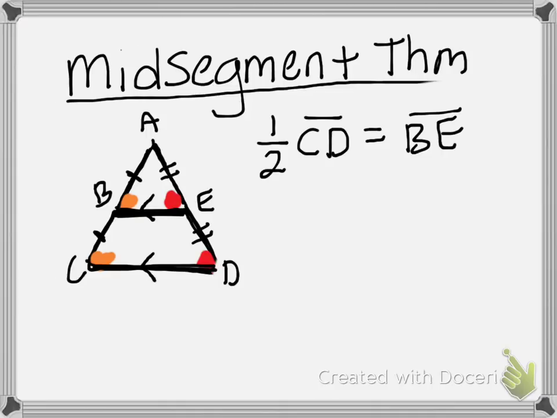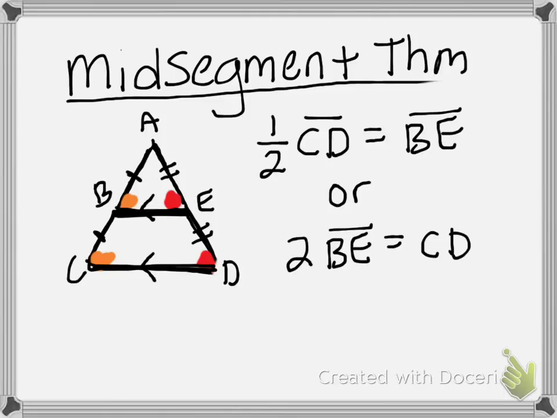But most of you really don't like working with fractions as much as possible. So there's another way that you can write this formula that means exactly the same thing, and this is the one I generally use in class. We already know that B to E is half the size of C to D. Well, if we were to multiply 2 times our B to E segment, that's going to equal our C to D. These two properties mean exactly the same thing.